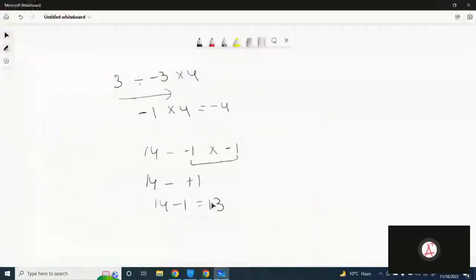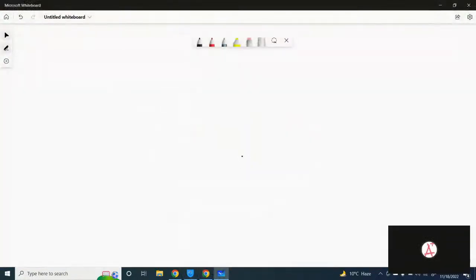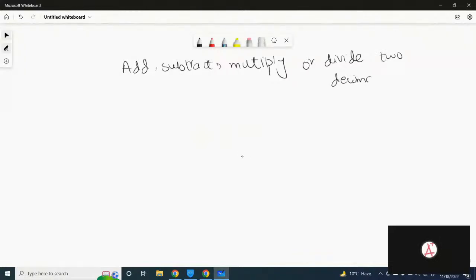Okay, the lesson name is add, subtract, multiply, or divide two decimals.